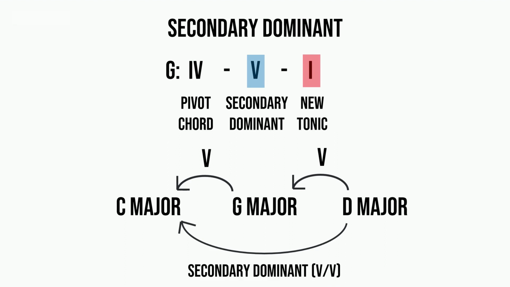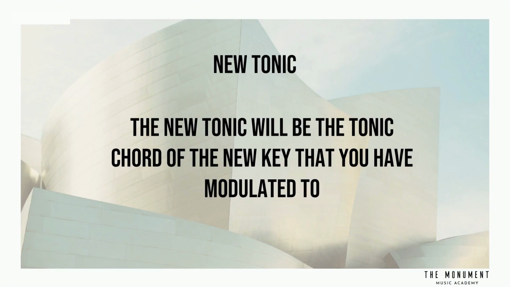I like to use another analogy for younger kids. I'll tell them that they are C major and their father is G major. Their father's father is D major. Who is D major to the kids then? D major is now the grandfather, and in musical terms, that's the secondary dominant. Now the new tonic is simple. It will be the tonic chord of the new key that you have modulated to.